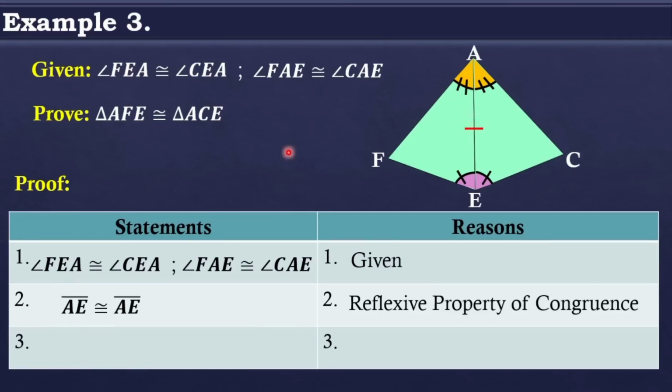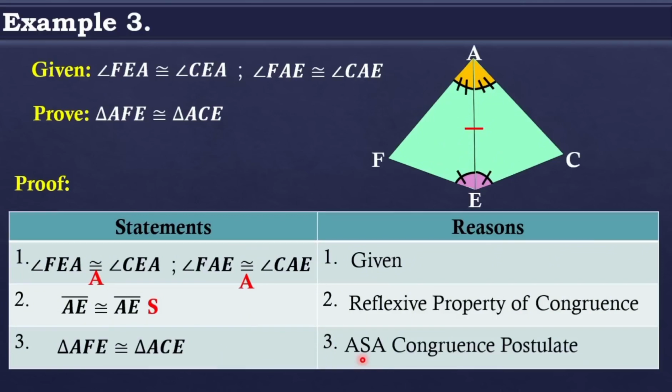So we can now prove that triangle AFE is congruent to triangle ACE by, so this, we have an angle, we have another angle, and we have a side. Now, if you can look at the figure, your side here is included. So angle, side, angle. So therefore, we can prove that these two triangles are congruent by ASA congruence postulate.